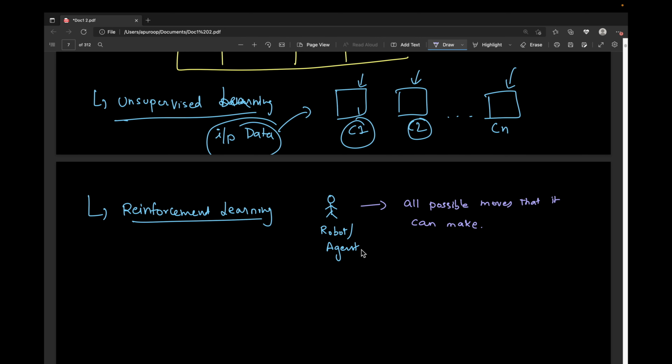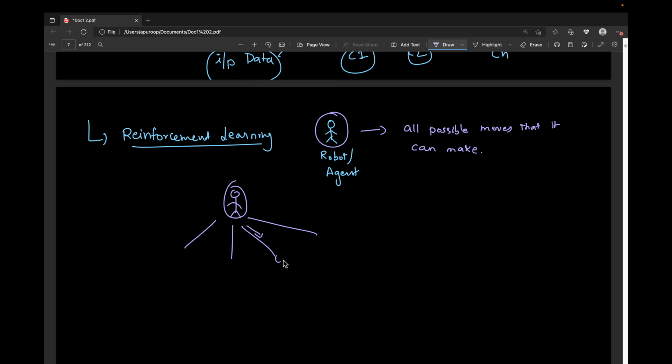So after that, this robot will move in one possible direction. Let's say this is the robot that we are having, and we are telling it, you can move in these four directions. Then this particular robot will randomly choose some path. So let's say it has chosen this path, and it will move over here. And after moving over here, we'll associate some profit or loss for that.